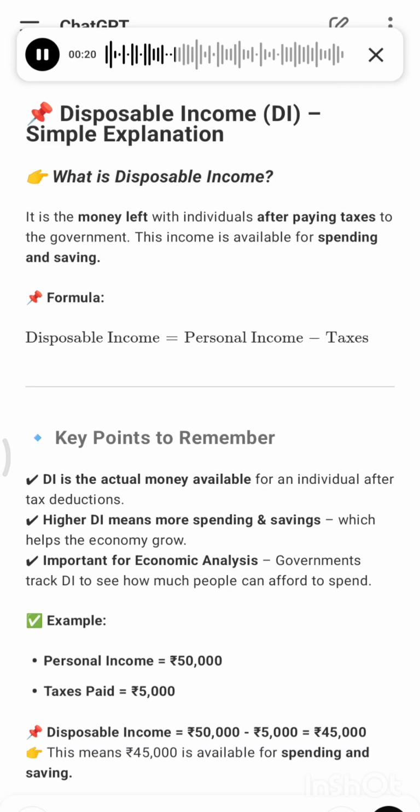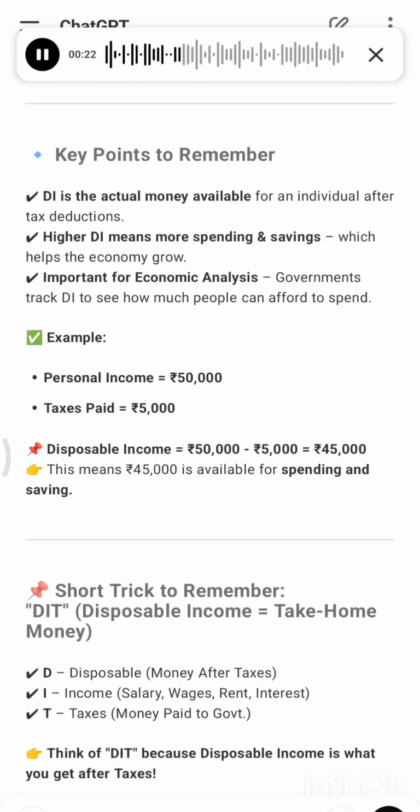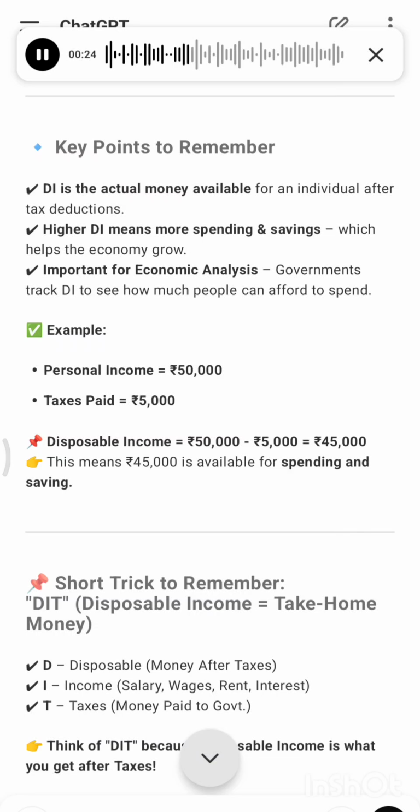Key points to remember. DI is the actual money available for an individual after tax deductions. Higher DI means more spending and savings, which helps the economy grow. Important for economic analysis. Governments track DI to see how much people can afford to spend.